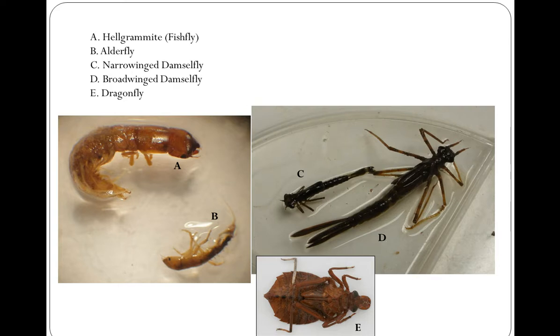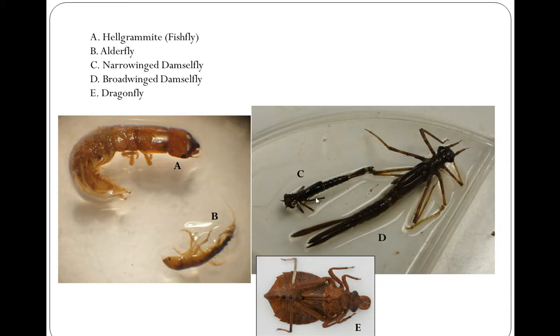Alright, here are the answers. So A was the hellgrammite, that is a fish fly down there. B is an alderfly. You can see its single long filament just barely right there. Just a lot smaller larva. The fish fly is a little larger, with 2 pairs of hooks right here.